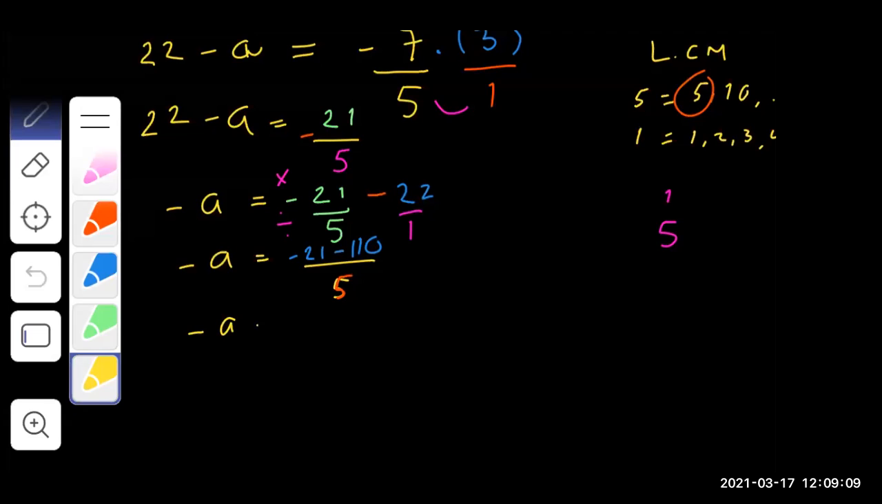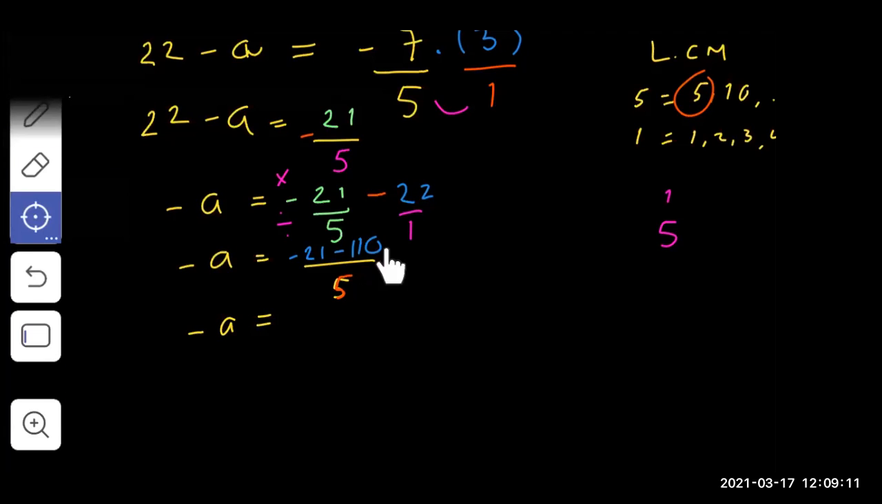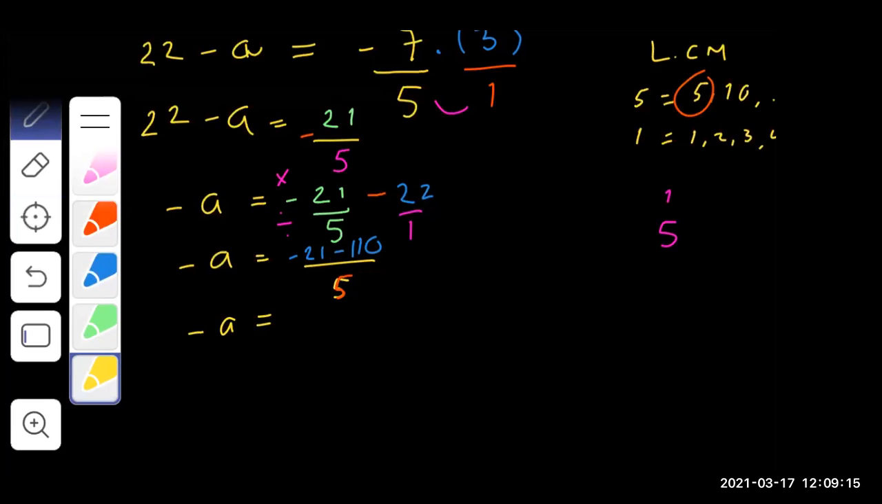Let's continue. Then, guys, let's simplify this. -21 minus 110. We have the same sign, so we copy that sign and we add the numbers. 110 and 21 is 131 over 5. Can we simplify that, guys? 131 divided by 5 is a decimal. No. Let's leave it like that.